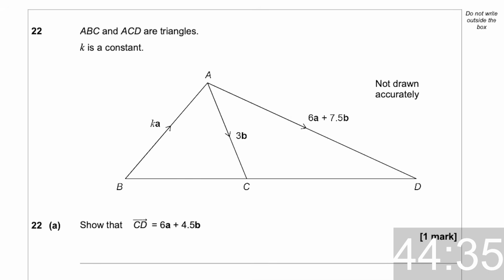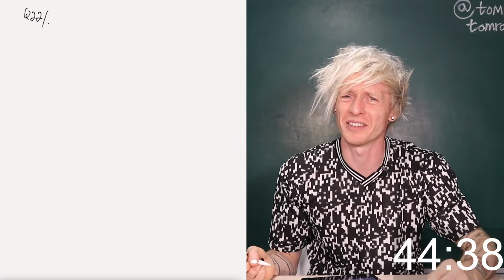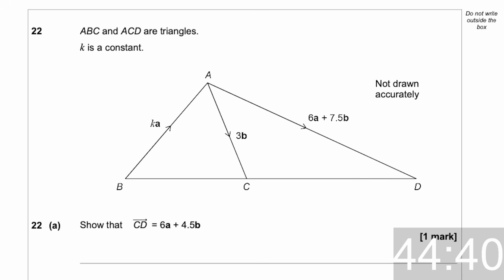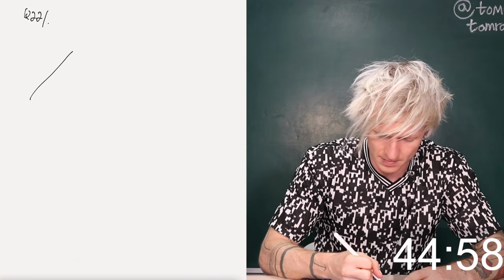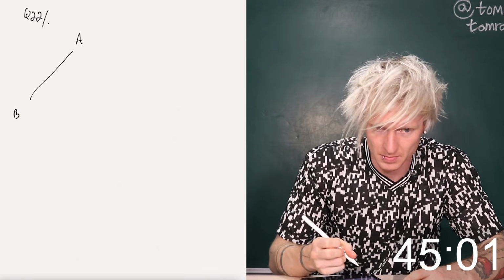22. Right, ABC and AC. Oh, it's another triangle question. ABC and ACD are triangles, and K is a constant. Show the vector CD is 6a plus 4.5b. Right, so in that case, I'm going to draw this diagram. So what have we got? We've got B going to A with some vector.